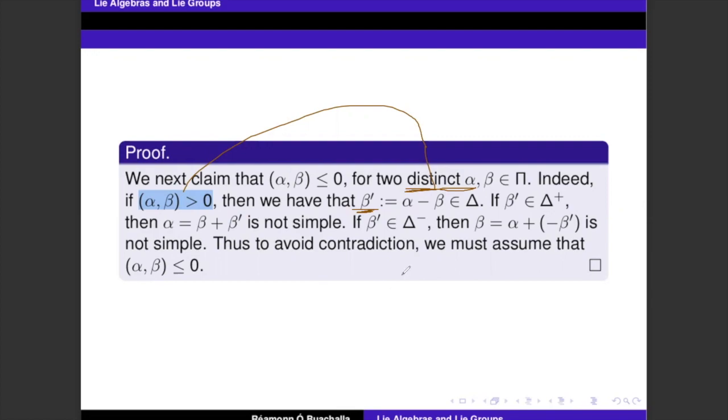But if on the other hand, beta prime were in the negative roots, then we've brought beta over here, and we've brought this across, and it becomes minus beta prime. But now, because beta prime is a negative root, minus beta prime is a positive root. So now we've decomposed beta into the sum of two positive roots. So again, we see that beta is not simple, but that also contradicts our assumption starting off that alpha and beta were both simple. So to avoid contradiction, we have to assume that the inner product of two simple roots is always less than or equal to 0.